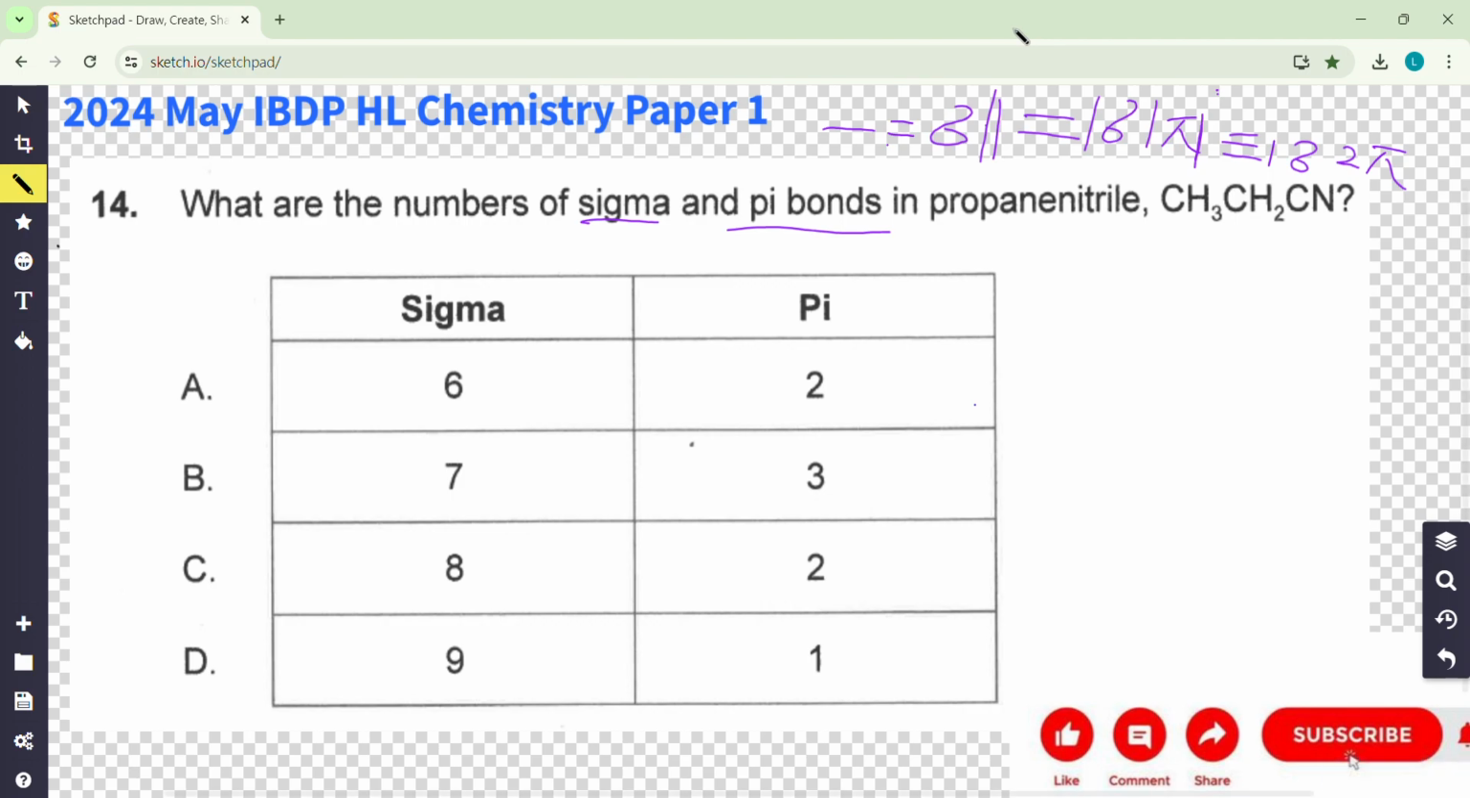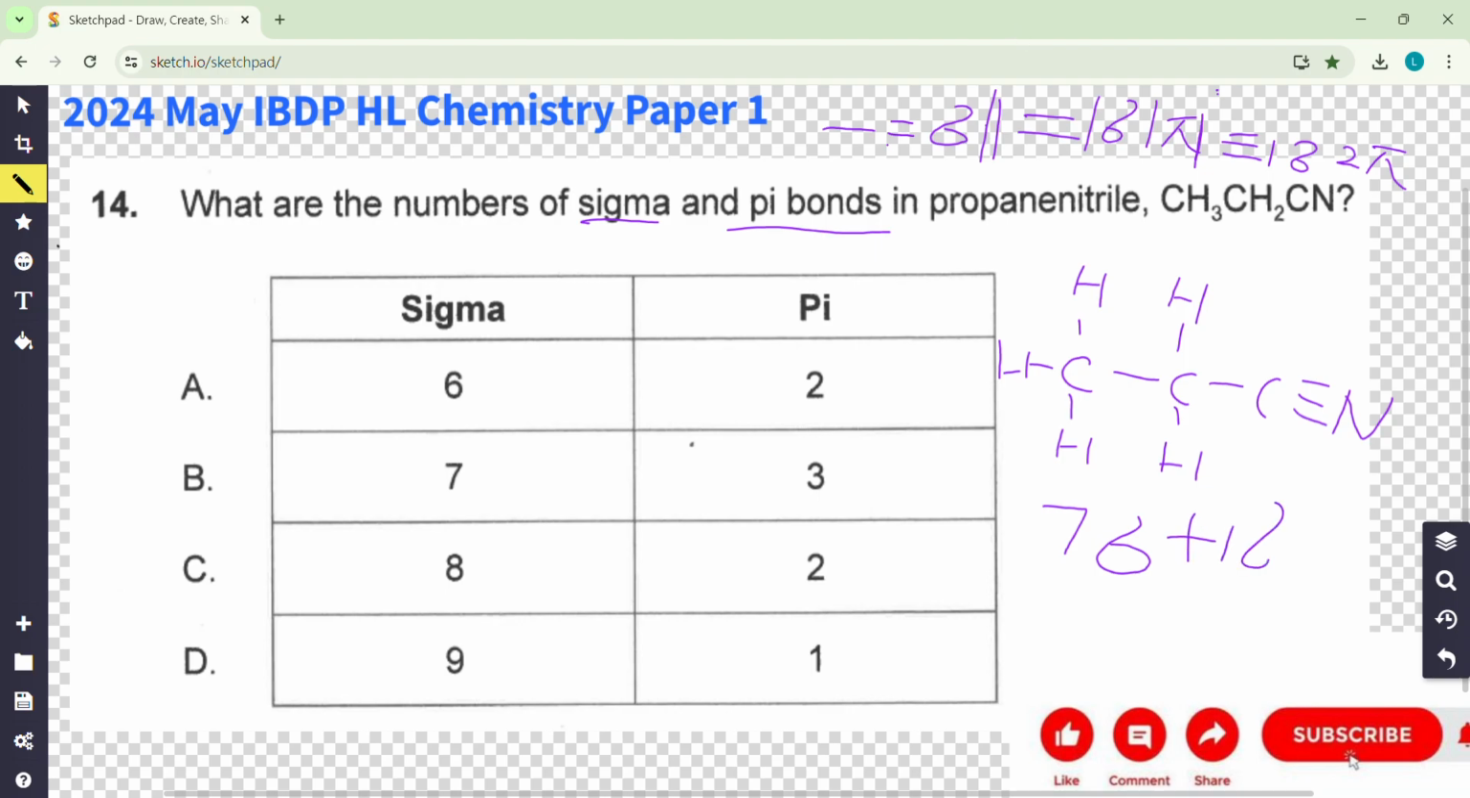So just draw the structure out. CH3 is like this, okay? And then CH2 and then CN. So you saw 1, 2, 3, 4, 5, 6, 7. 7 single bond, so 7 sigma bond. And then 1 triple bond, so 1 sigma and 2 pi bond. So add together is 8 sigma and 2 pi bond.